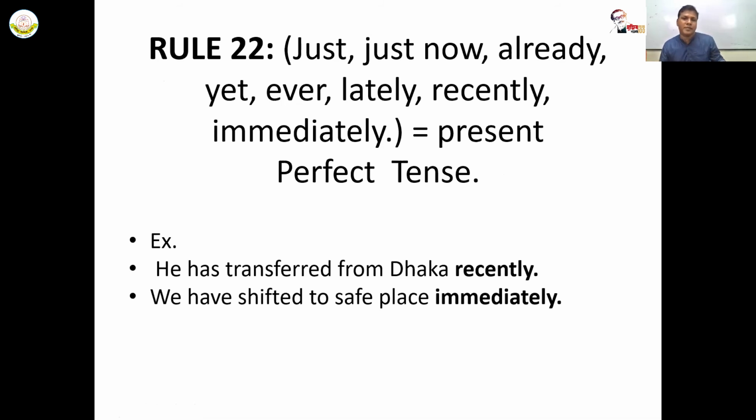Now the rule for present perfect tense: words like just now, already, achieved, lately, recently, immediate are used in the present perfect tense. For example, he has transferred from data recently. The word recently carries this form of the verb. We have shifted to say place immediately.